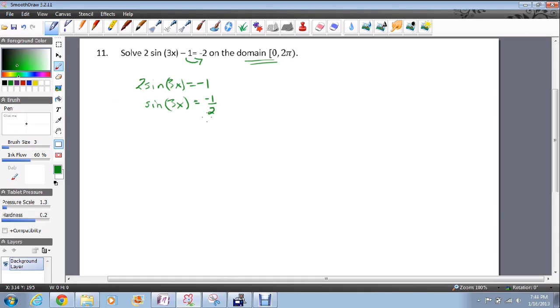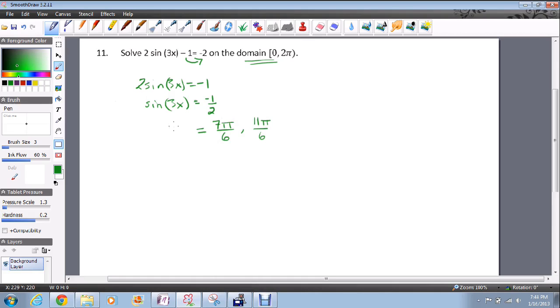And then one way to think about this is to say, okay, where is the sine equal to -1/2 on the unit circle? It's an exact value, so we can figure that out. We don't have to use our calculator. So I'm just going to ignore the 3x for a second. I'm just going to say where, again, is the sine equal to -1/2 on our unit circle. That happens to be at 7 pi over 6, as well as 11 pi over 6.